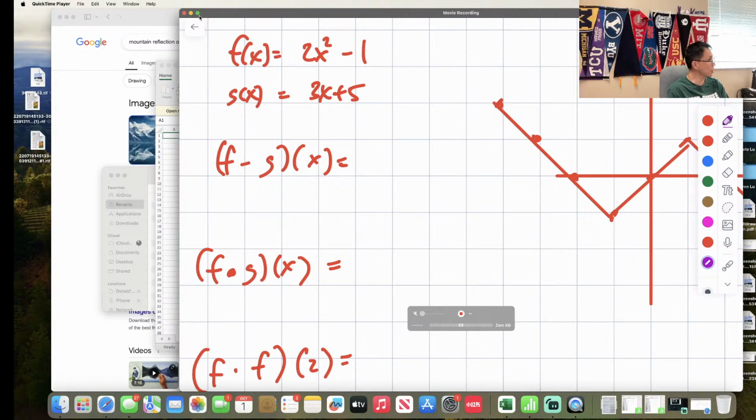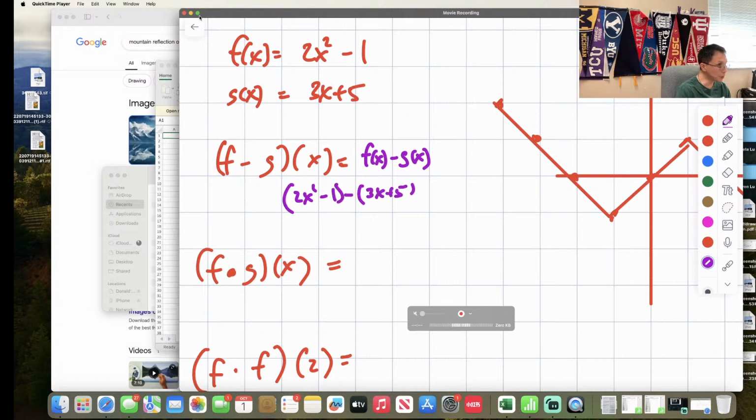Start with the first one. First one should be easy. Everybody should get that. If you get it wrong, let me know because I would like to help you. This one just means f of x minus g of x. Is that okay? And then that means 2x squared minus 1 minus 3x plus 5.